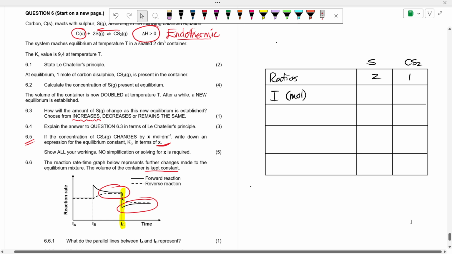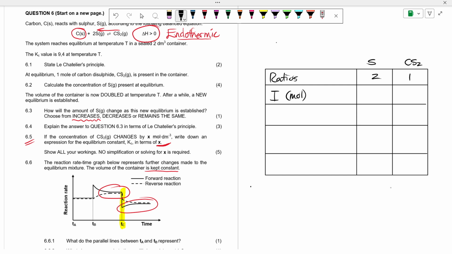Yes. Okay, the carbon disulfide is 1. Oh, at equilibrium. Wait, is it at equilibrium or is it initial? I actually don't know. Okay, so that information, where they said 1 mole of CS2 is present in the container at equilibrium, it was right here.